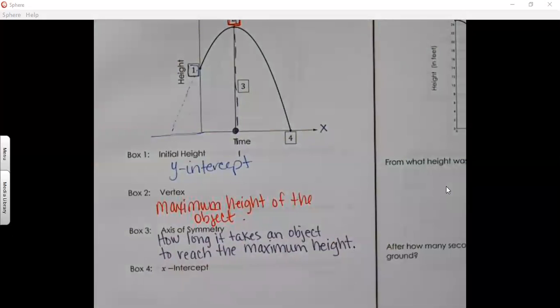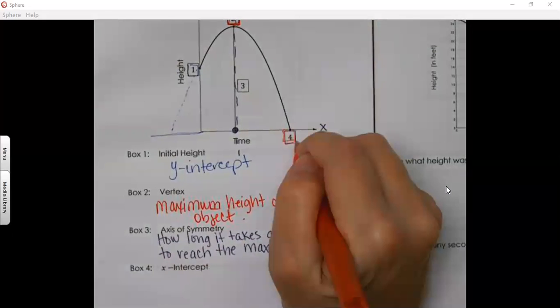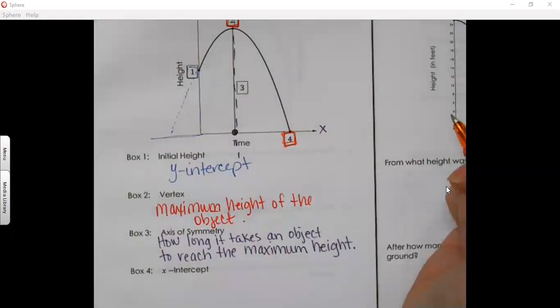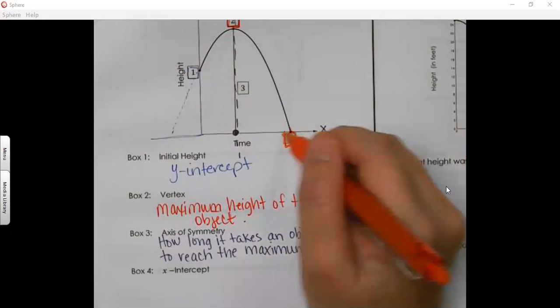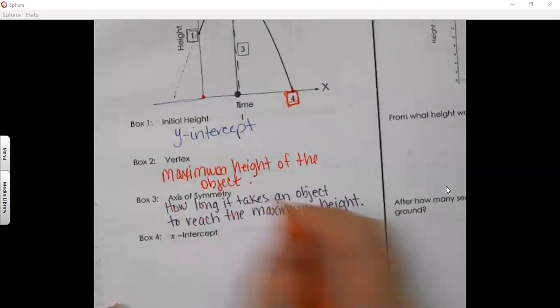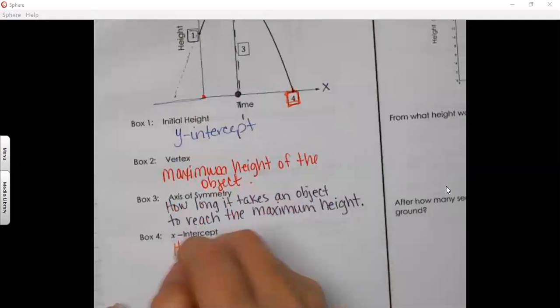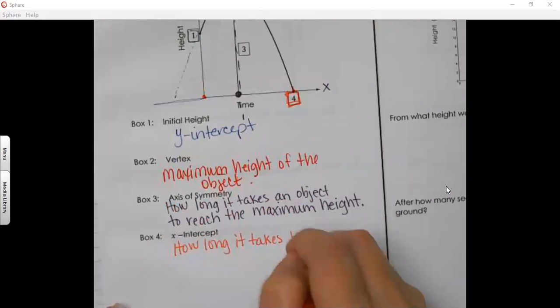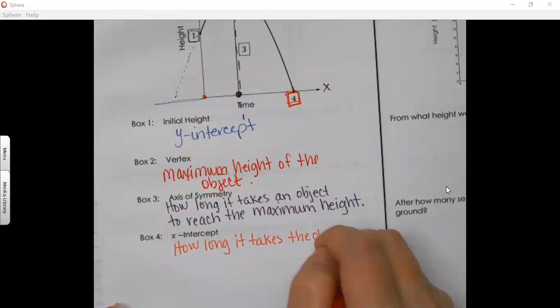And then box 4, that is your x-intercept. And that's going to tell you how long it takes the object to reach the ground, okay? Because box 4, whatever time this is at, will have a height of 0. Well, 0 is ground level, okay? So box 4 will tell you how long it takes the object to reach the ground.